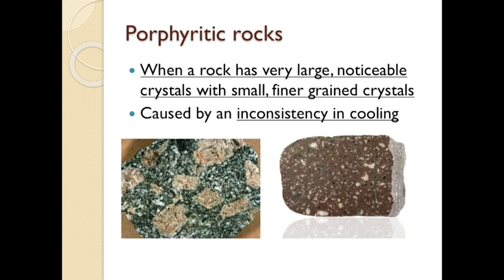A couple other textures that you see. A porphyritic texture occurs when you have these really large crystals on a smaller crystal background, and this usually happens from an inconsistency in cooling. So for example, these minerals would crystallize quickly, the smaller ones, whereas the larger crystals took longer to develop. And this happens because they're different minerals and they cool at different temperatures.